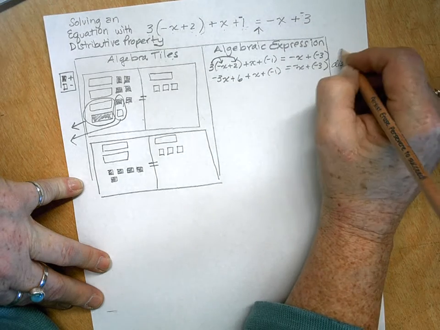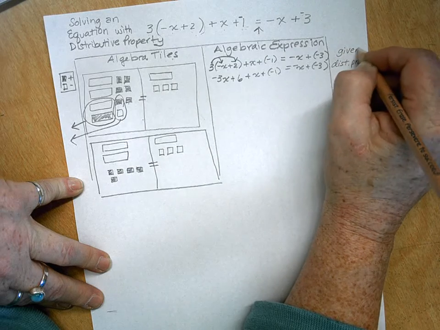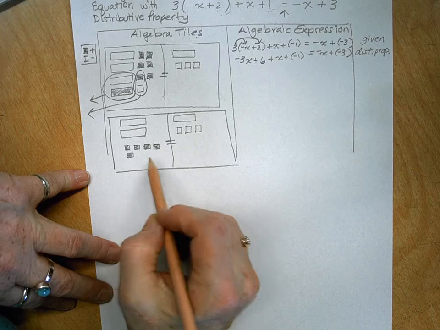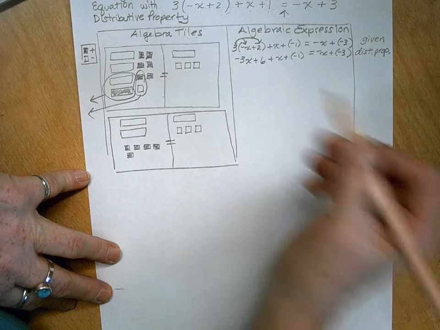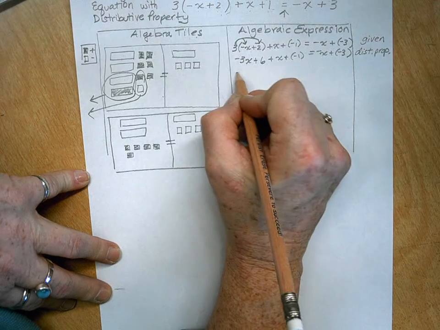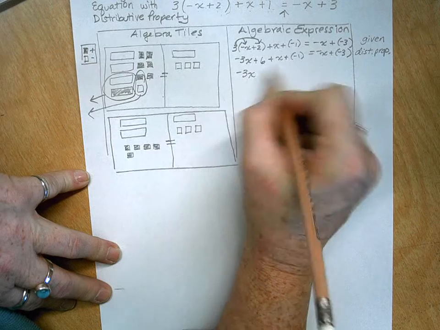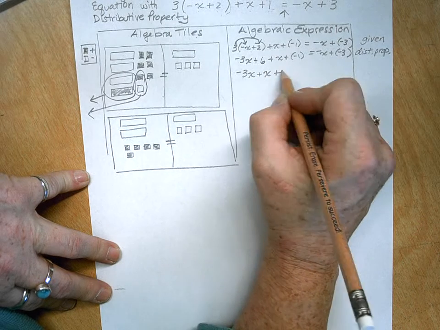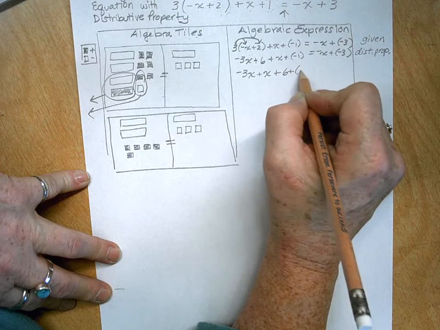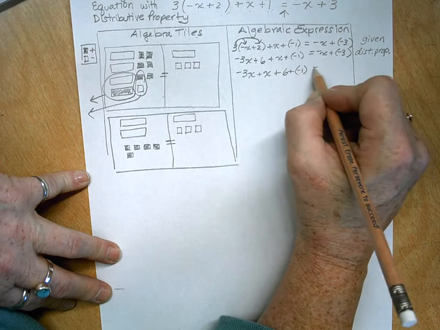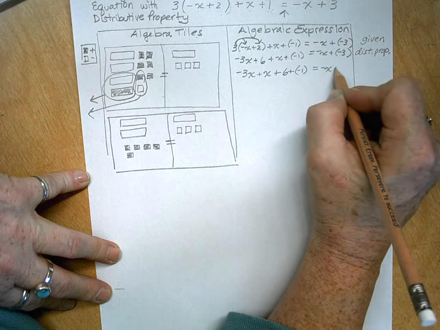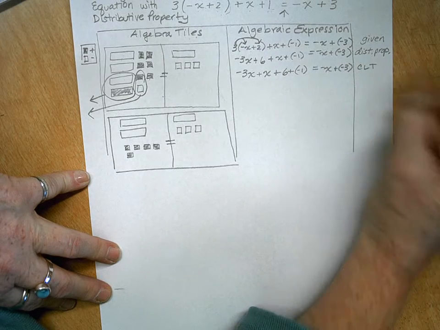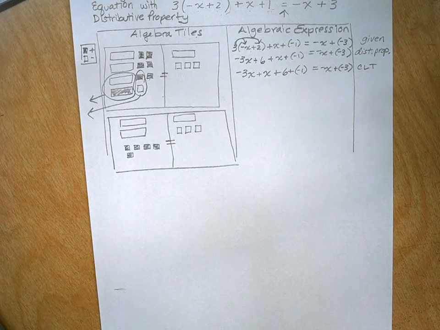And this part up here was given. Okay? Now I want to catch up to where I am on this mat. So I'm going to collect my like terms. So I have negative 3x plus that x plus this 6 plus negative 1 equals negative x plus negative 3. So all I did was collect like terms, or combine like terms.